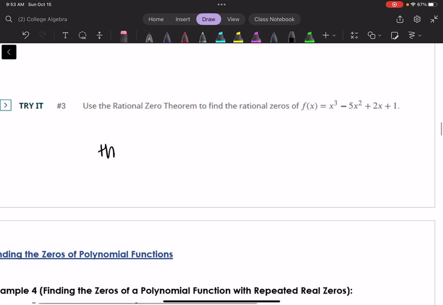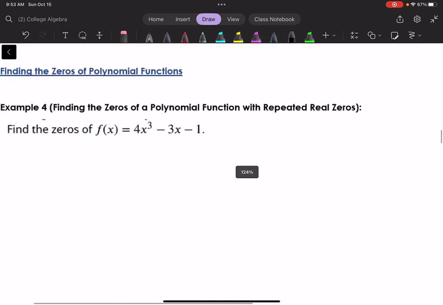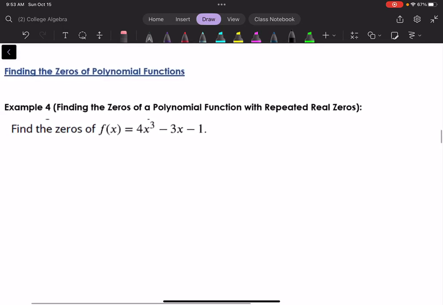All right, and then you saw, and I'm so sorry, there are no rational zeros, so none of these would have worked, but you should have continued checking all of them until you discovered that there are none. Sometimes that'll just be aggravating and that'll happen. So finding the zeros of polynomial functions is the next section.